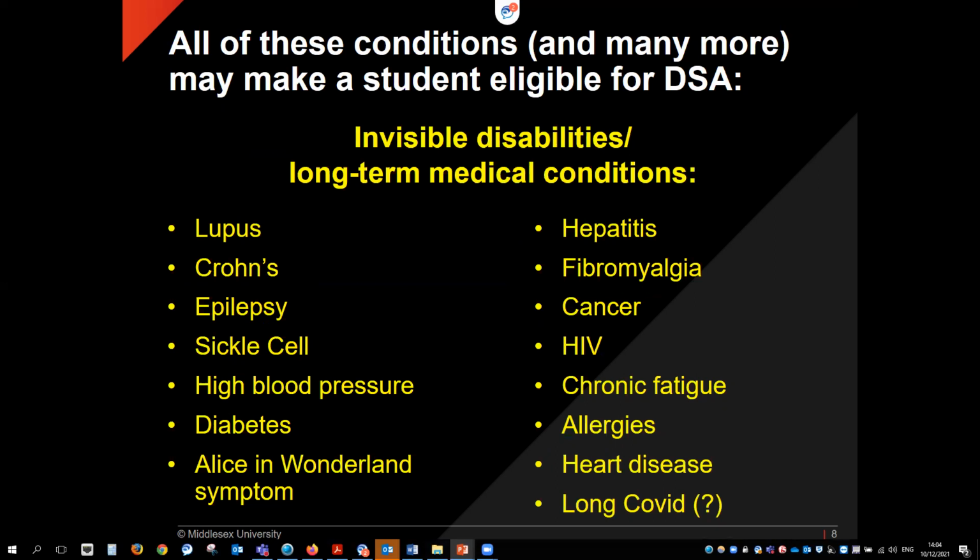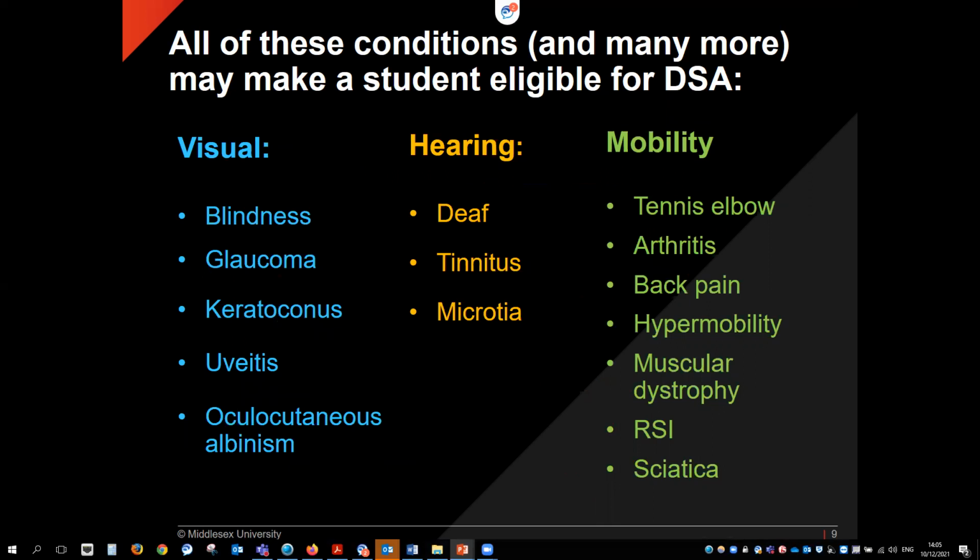such as lupus, epilepsy, sickle cell, fibromyalgia, hepatitis. I mean, these are just examples that we've come across. And of course, there are many, many more that would make a student eligible for the DSA. Okay, of course, cancer, HIV, chronic fatigue, and Alice in Wonderland syndrome is also eligible.